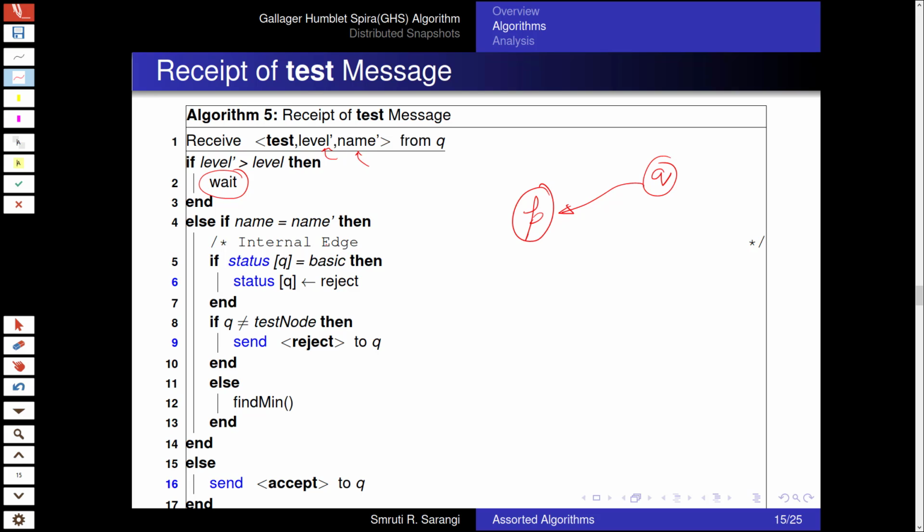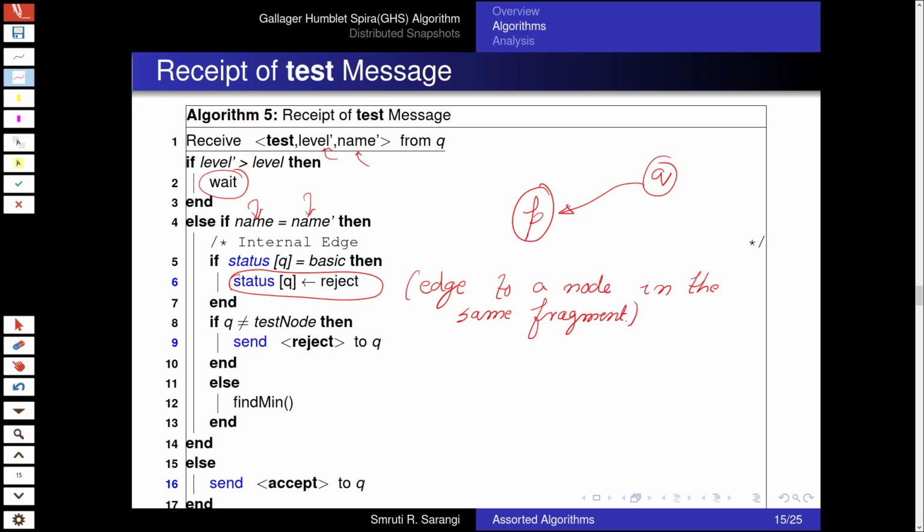Else if name is equal to name dash, which means my name and Q's name are the same, which basically means that a message has been sent to another node of the same fragment. Then if the status is basic, what I do is I mark the status to be reject. So this clearly cannot be an MST because you cannot have an edge to a node in the same fragment. That's not allowed. That will create a cycle in the tree.